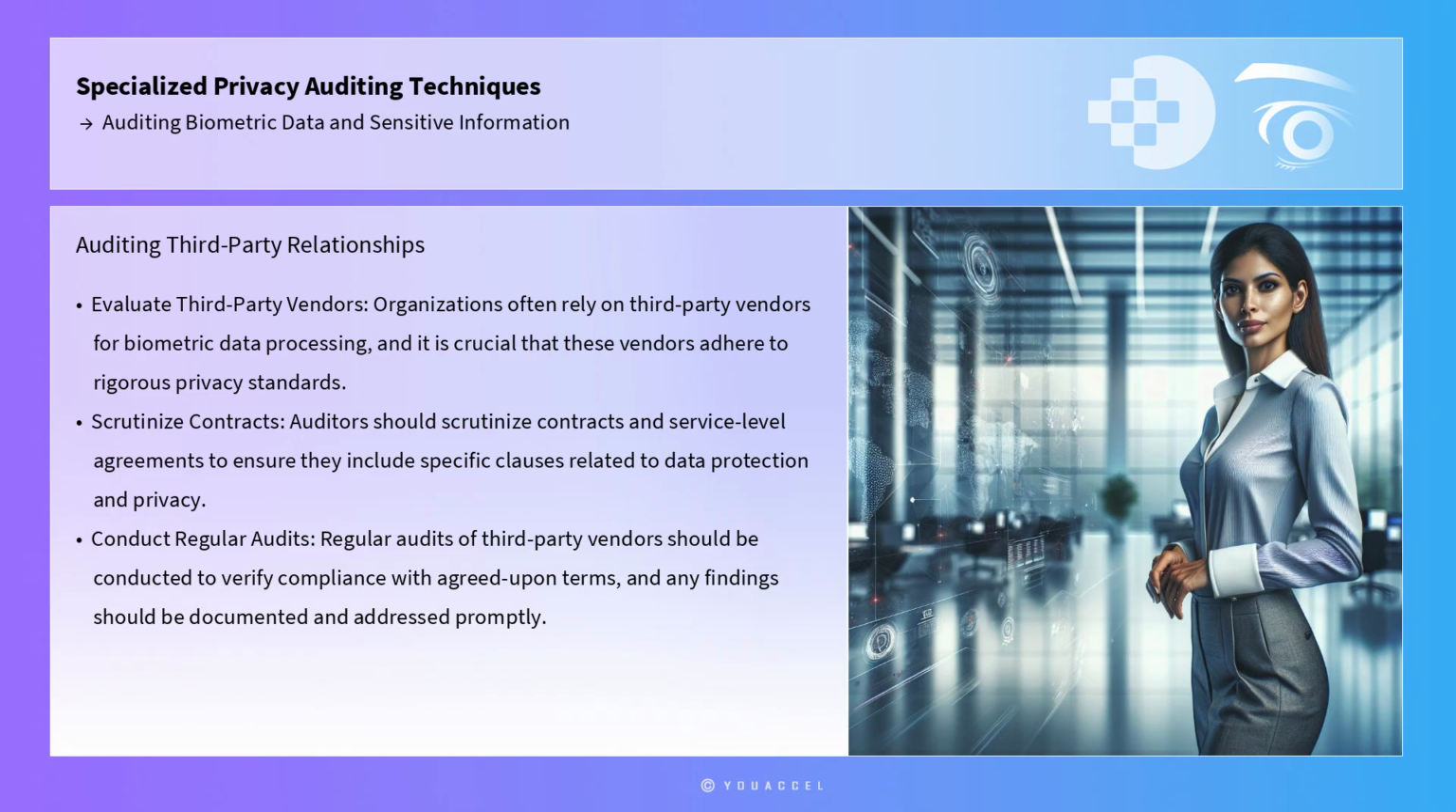In addition to auditing internal processes, auditors must also evaluate third-party relationships. Organizations often rely on third-party vendors for biometric data processing, and it is crucial that these vendors adhere to the same rigorous privacy standards. Auditors should scrutinize contracts and service-level agreements to ensure that they include specific clauses related to data protection and privacy. Furthermore, regular audits of third-party vendors should be conducted to verify compliance with agreed-upon terms, and any findings should be documented and addressed promptly.